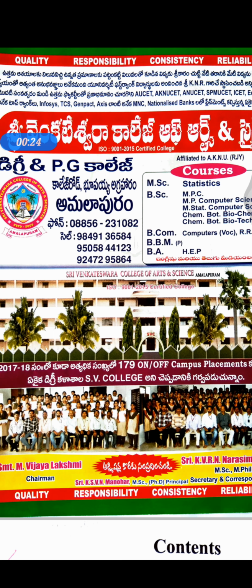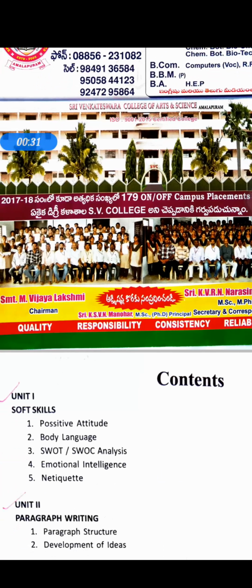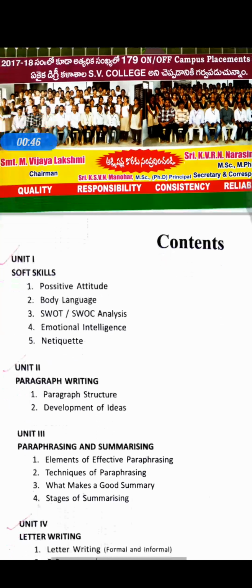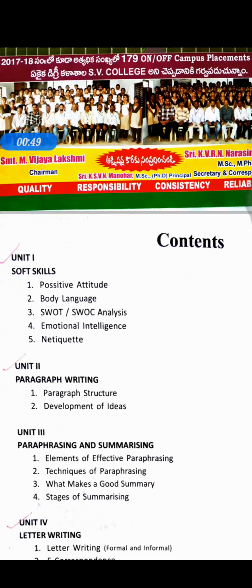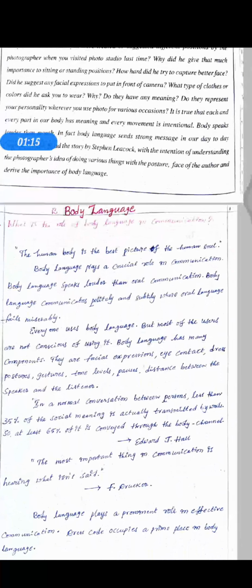You have been discussing the second year fourth semester syllabus. The paper name is Communication and Soft Skills. In the first unit, soft skills, we already discussed the first lesson, positive attitude, in the previous videos. The second one is body language. In the previous video I clearly explained what body language is, with examples, one story, and the application of the story. All these things were clearly discussed.